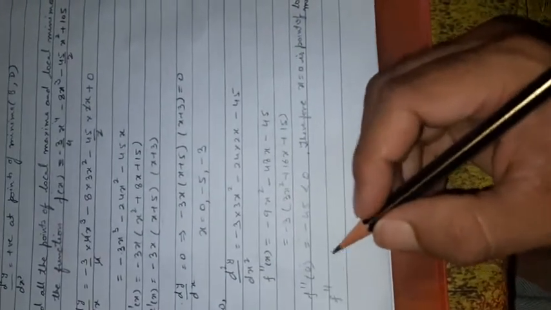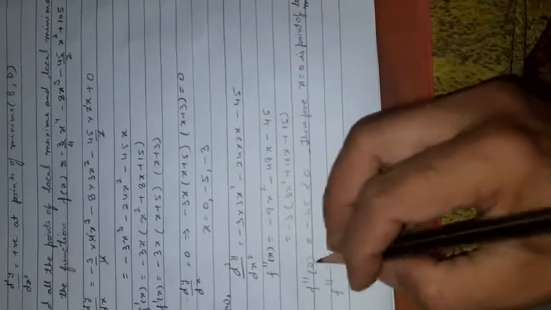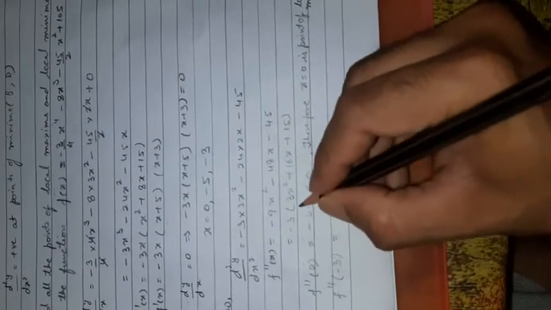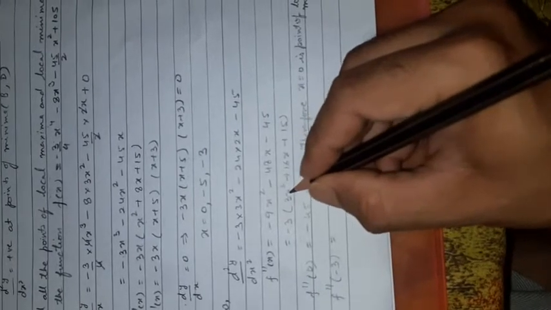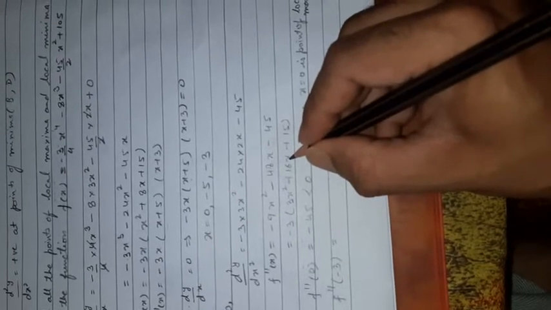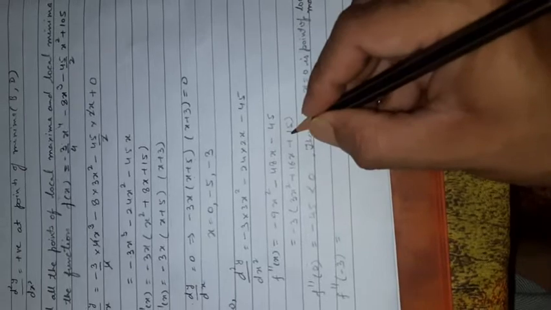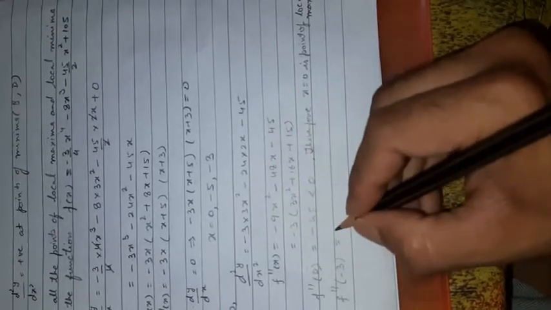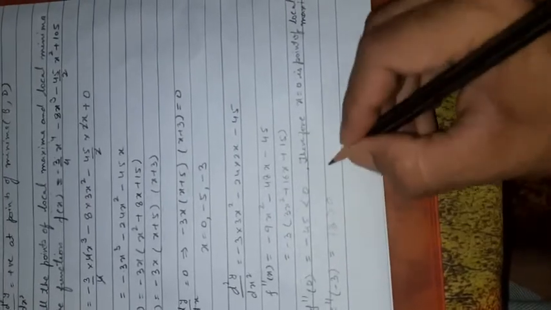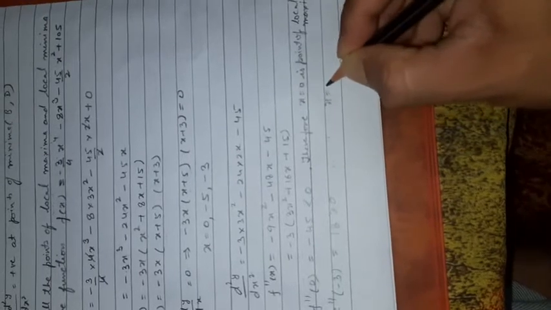Now I am substituting the second value, which is -3, so f double dash -3. When I substitute -3, the -3 square is 9, 9 3s are 27, 16 into -3 is minus 48, and plus 15. When I solve this, I get 18. So 18 is greater than 0. It is a positive value, that means therefore x is equal to -3 is a point of local minima.